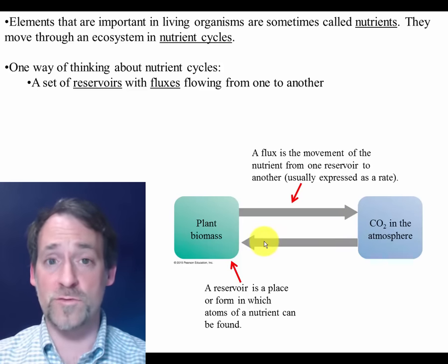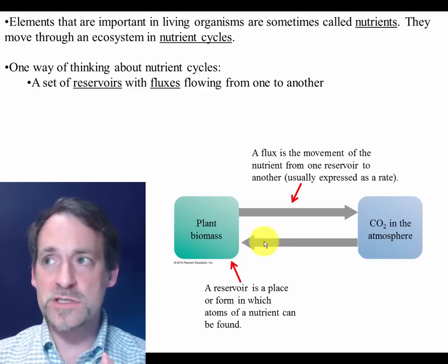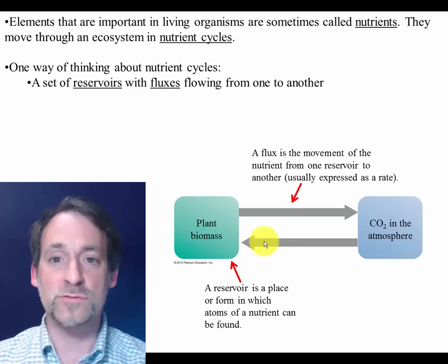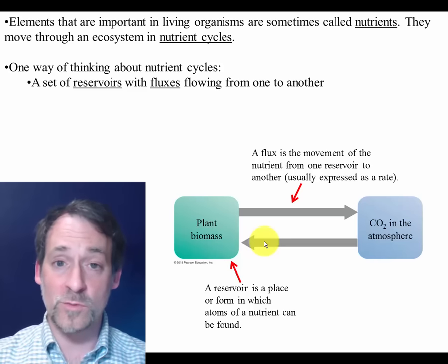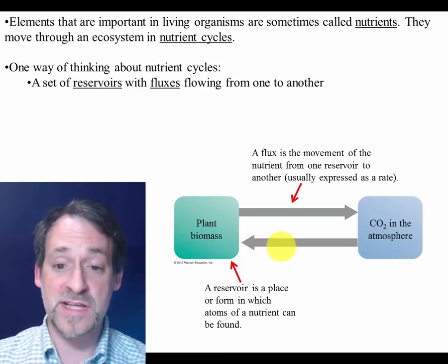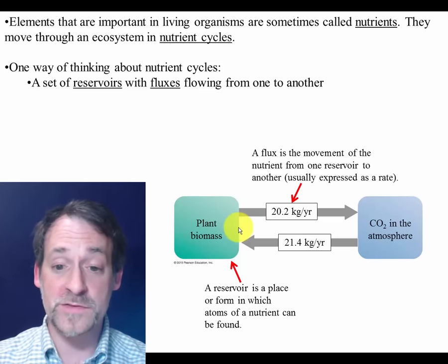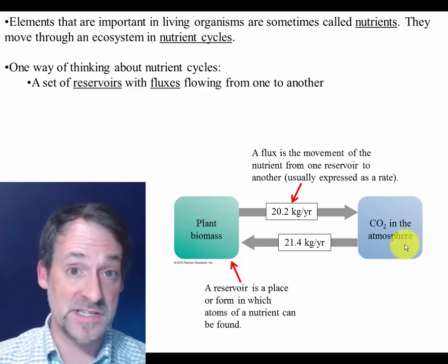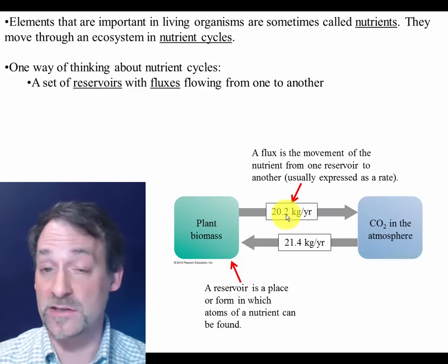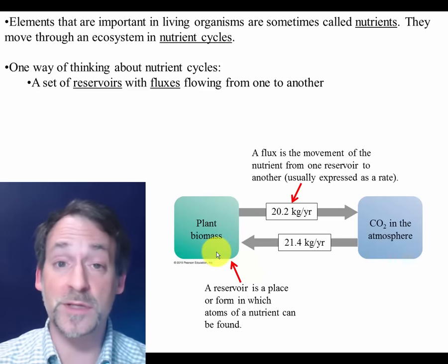A flux is the movement of a nutrient from one reservoir to another. And we usually talk about fluxes as a rate, the rate at which atoms are moving from one reservoir to another. Often it's expressed as a mass. So for example, in a particular area, over the course of a year, you might see carbon atoms in plant biomass becoming carbon dioxide in the atmosphere at a rate of 20.2 kilograms per year. The reverse rate might be slightly higher, which means that you're building up plant biomass.